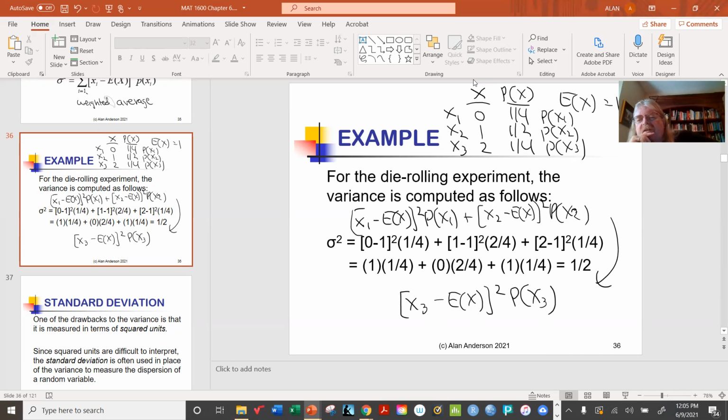And so when you go through all the steps, you'll see that the variance turns out to be a half or 0.5. Now, intuitively, it is kind of difficult to make sense out of that. We don't have to necessarily interpret it, but we do have to know what that value is.